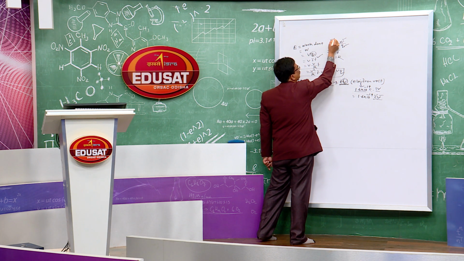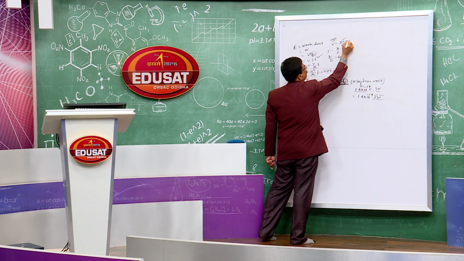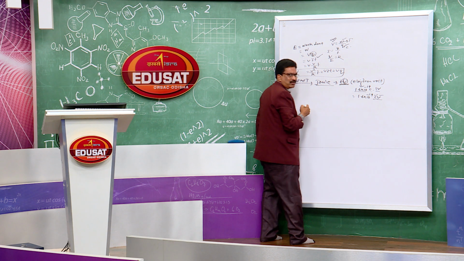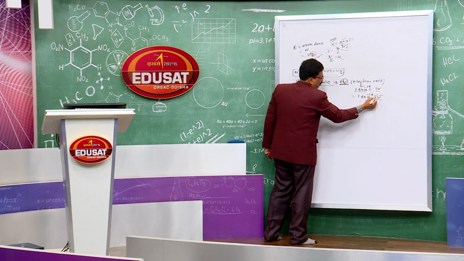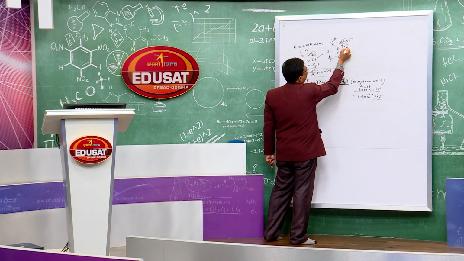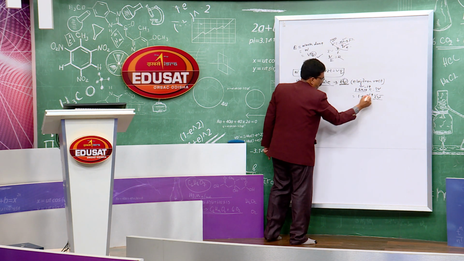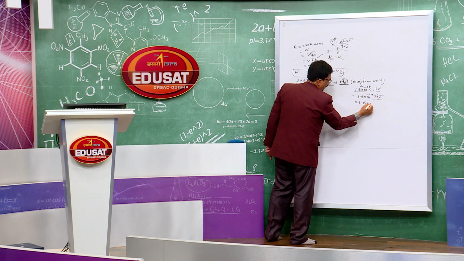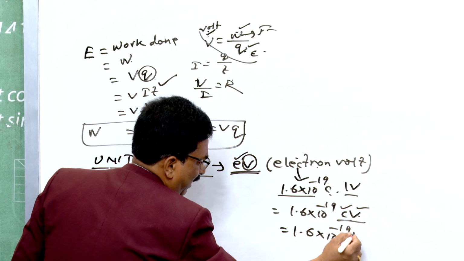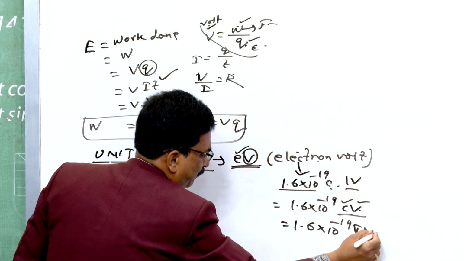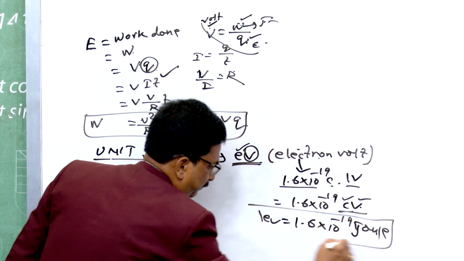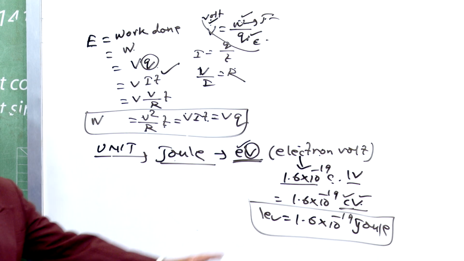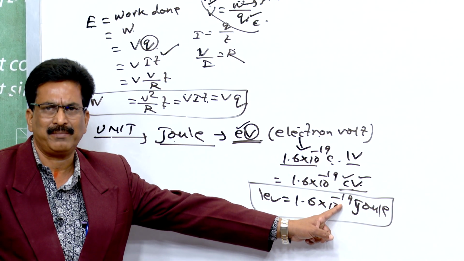If V is the volt, W is the joule, and C is the coulomb, then the joule is equal to the coulomb into volt. So coulomb into volt is equal to the joule. Therefore, that is equal to 1.6 into 10 to the power of minus 19 joule. Therefore, 1 eV is equal to 1.6 into 10 to the power of minus 19 joule.